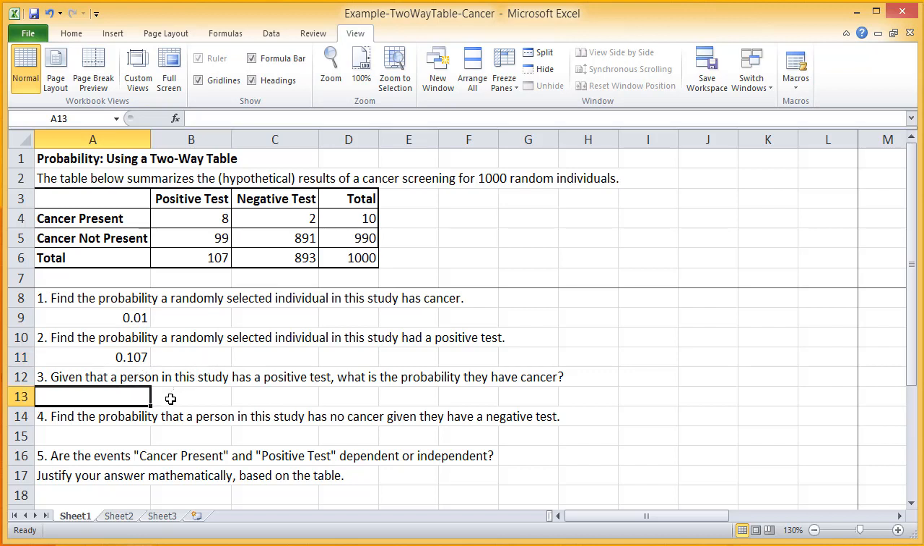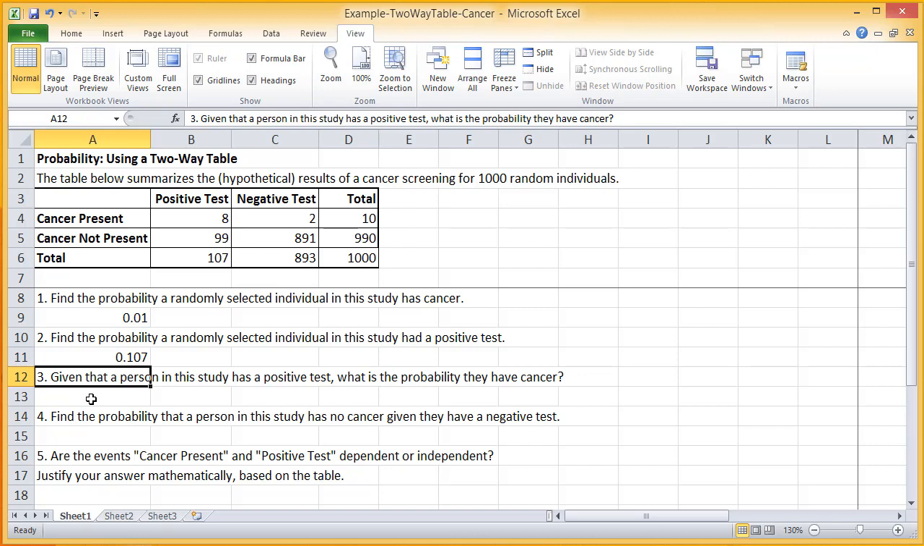Number 3. Given that a person in this study has a positive test, what is the probability they have cancer? This problem has a key word in it that should jump out at you. It says given. Given means that we're looking for a conditional probability. We're given certain information that restricts who we're looking at, who we're selecting from. The word given will restrict our denominator.